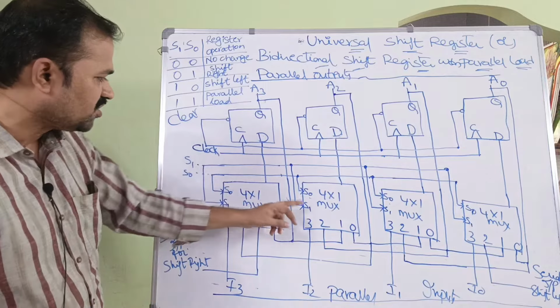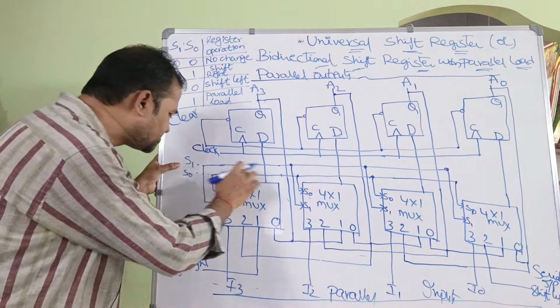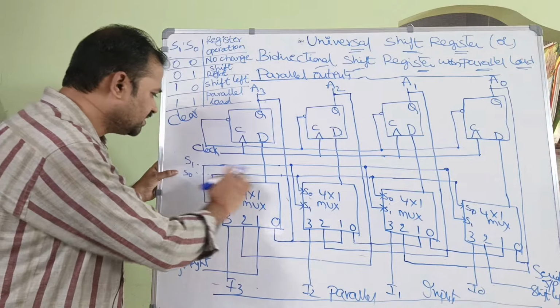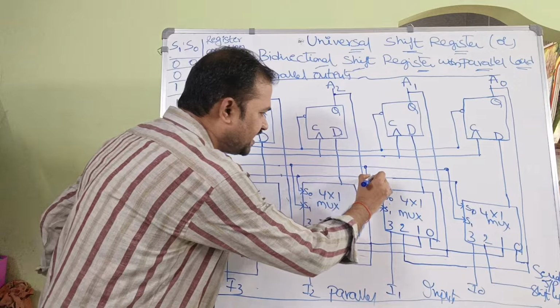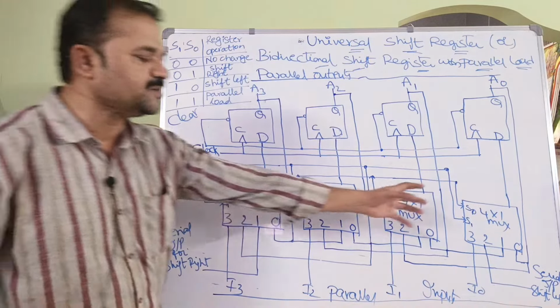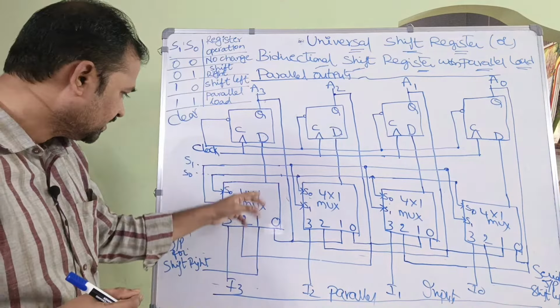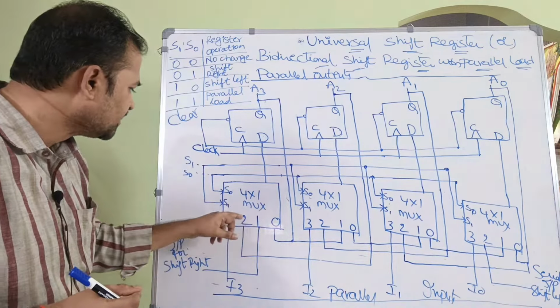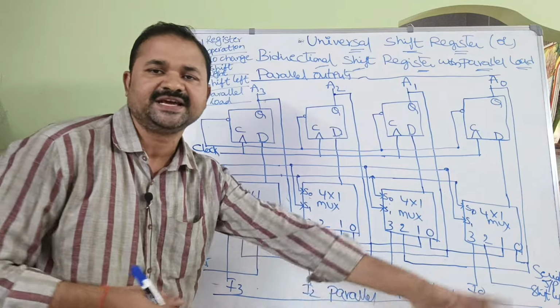So S1, S0, S1, S0, S1, S0, S1, S0. Here the selection inputs are connected to the multiplexers, the S1 lines and S0 lines. Okay. Next, here the multiplexer inputs are 0, 1, 2, 3. We will discuss these inputs later.